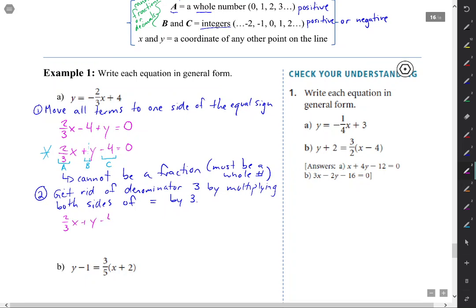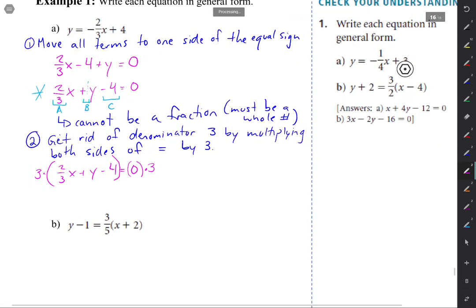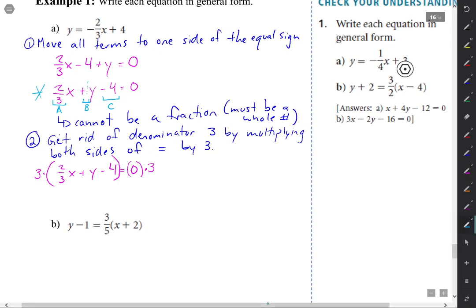Let me just quickly write down our equation. Then I'm going to put brackets around this entire side of the equal sign, and we are going to multiply it by 3. And I'm going to also put brackets around the other side of the equal sign, and we are going to multiply it by 3. I just put a little multiply dot there. When we have multiplication outside of the brackets, we need to distribute it inside of the brackets. So we're going to take this 3 and multiply it to every single term inside the brackets. If we were to rewrite this down, we would have 3 times 2 over 3x plus 3 times y, and then 3 times negative 4 would just be negative 12.